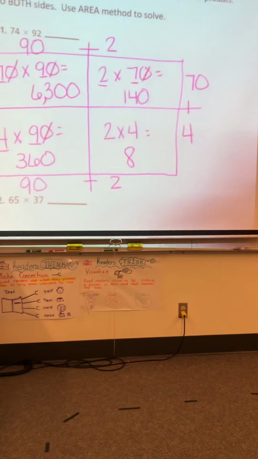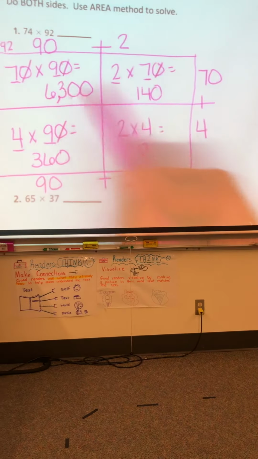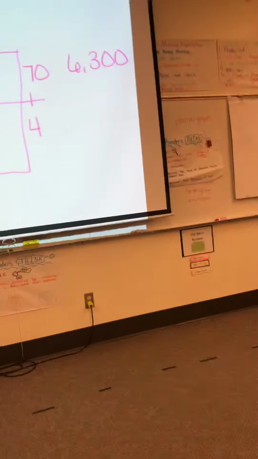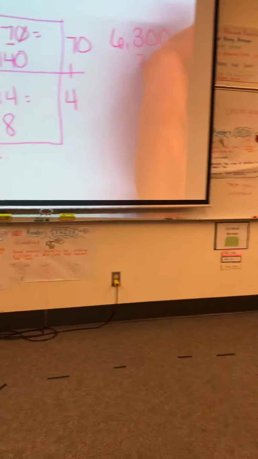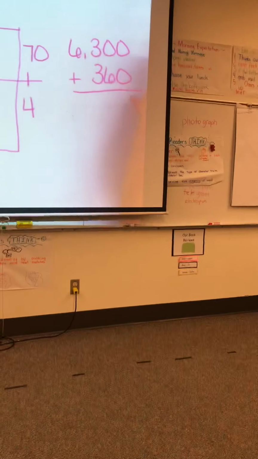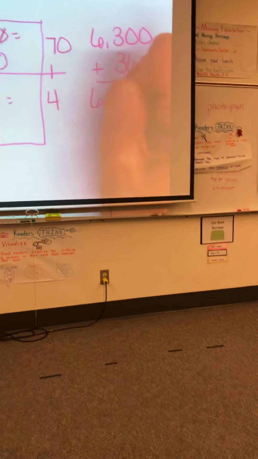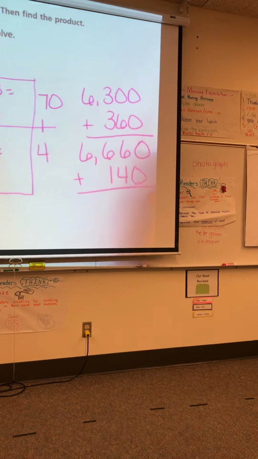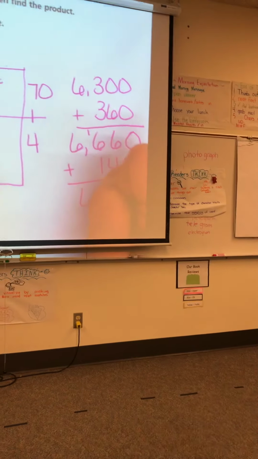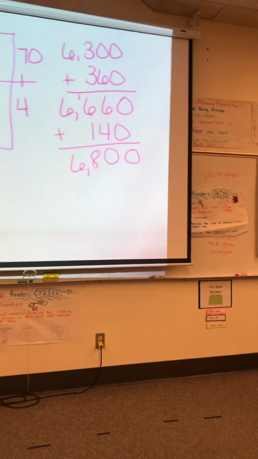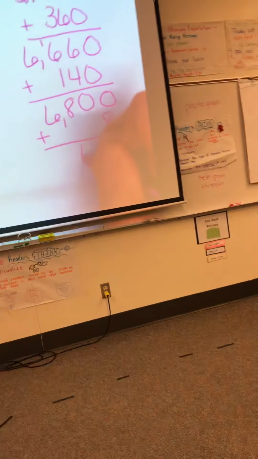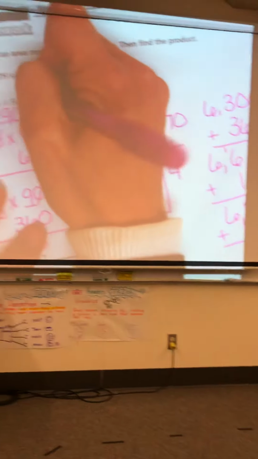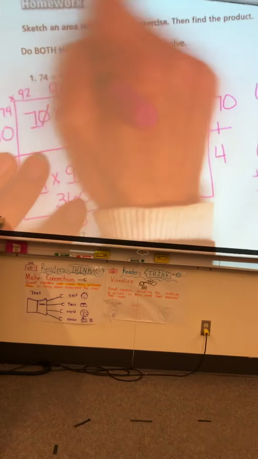Now, I need to find the area of the entire thing, which means I need to add all of these little pieces together. So I'm going to take 6,300, and I'm going to add that to 360. And I get 6,660. And now I'm going to add to that this guy up here. And I get 6,800. And finally, I'm going to add the 8 to it. And I get 6,808.